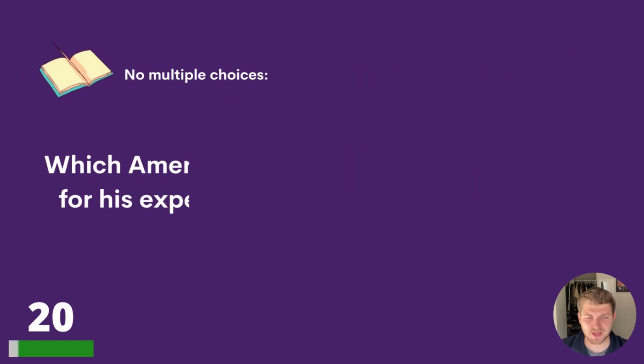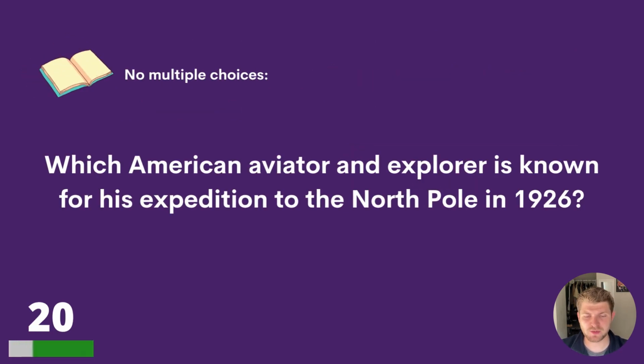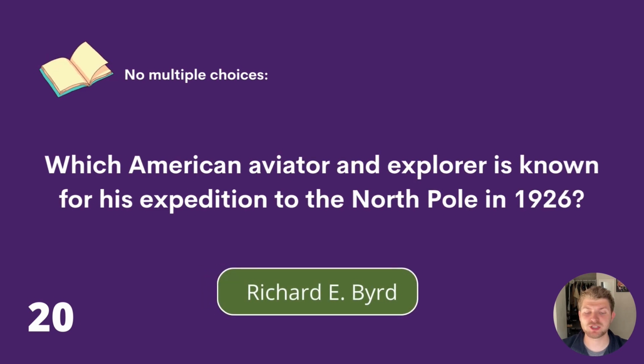Question 20. No multiple choices on this one. Which American aviator and explorer is known for his expedition to the North Pole in 1926? The answer is Richard E. Byrd.